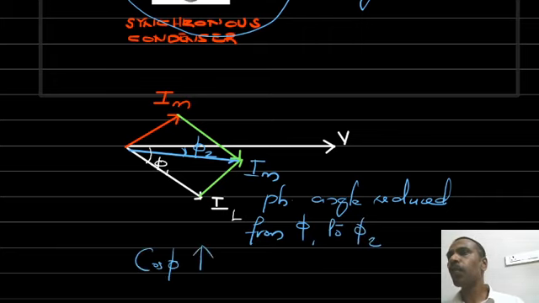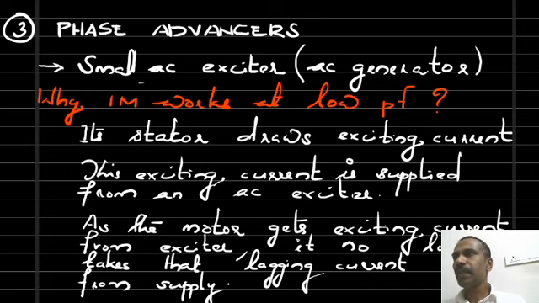Let's see the third method. It's called a phase advancer. Actually this is a small AC generator or an AC exciter. In order to understand the use of the phase advancer, let me tell you why this induction motor works at lagging power factor. Actually, a stator draws exciting current from the supply lines. This exciting current causes the lagging power factor in the induction motor.